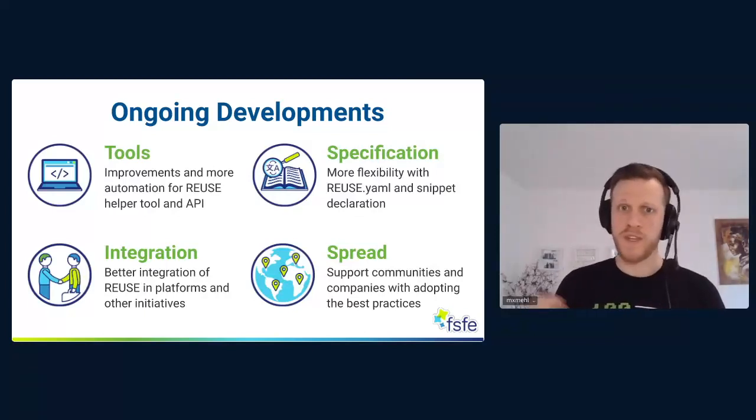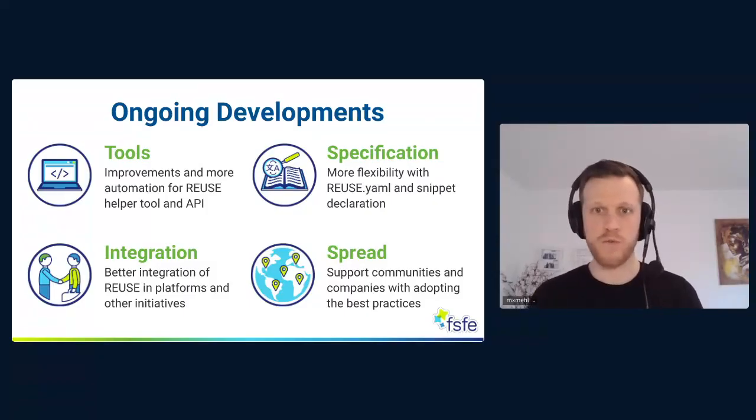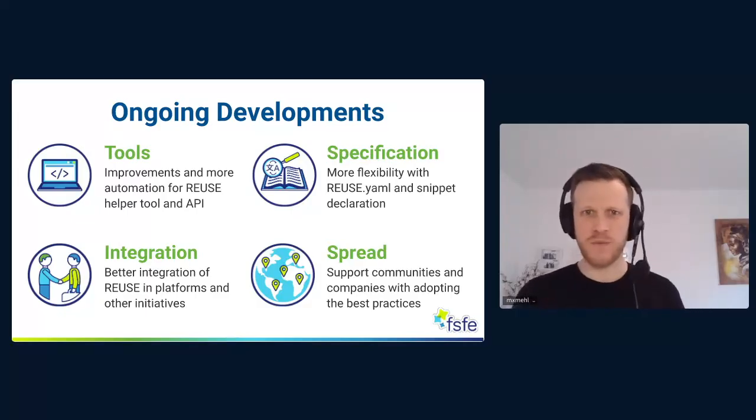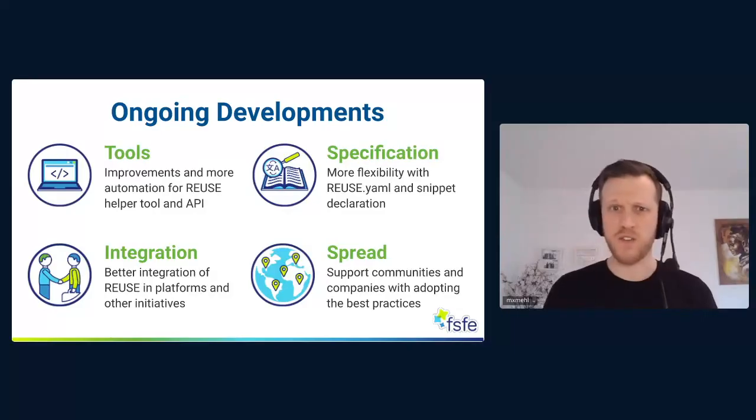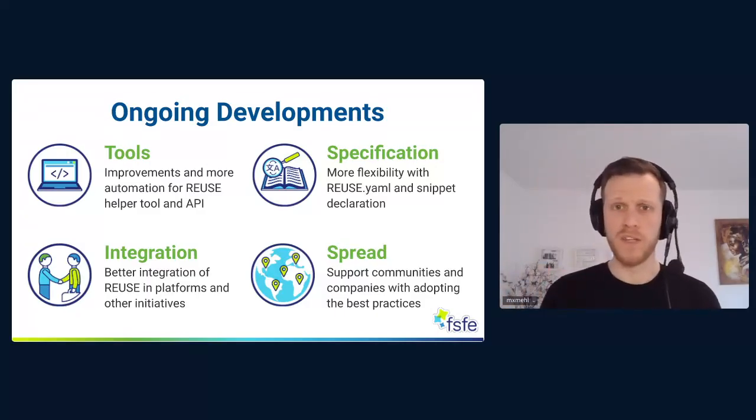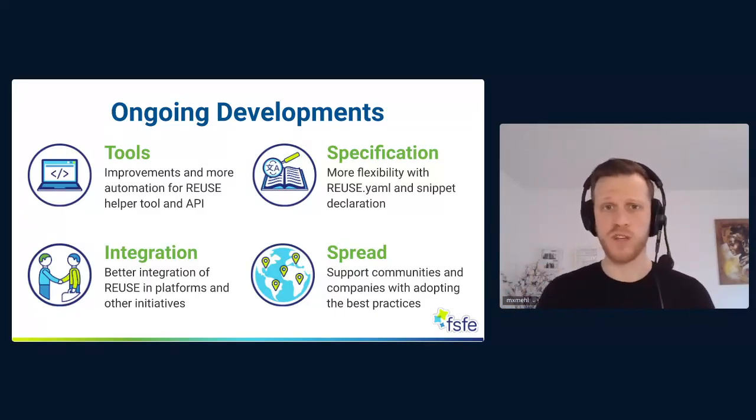On the specification end, so the quite formal side of reuse, we in the future want to support more flexibility. The dep5 file format is now a little bit inflexible. There's only one single file. It's hard to parse for tools. So we're thinking about something like a YAML file or JSON file that can be more easily integrated into the project, which is easier for humans to read, but also for machines.